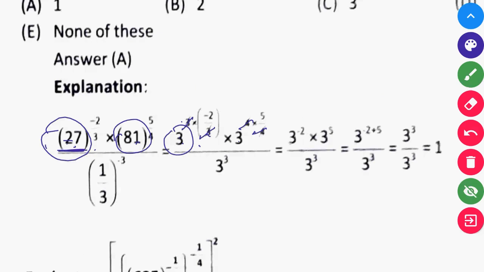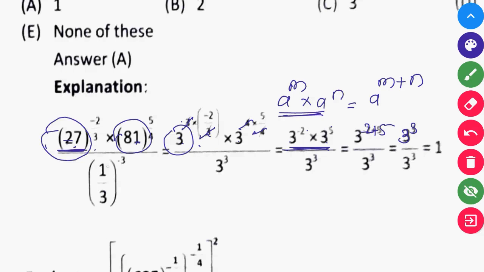So our numerator is simplified as 3 raised to minus 2 multiplied by 3 raised to 5. It is like a raised to m multiplied by a raised to n. And we know the formula: if the base is common, we just add their powers. So, we say a raised to m plus n. So, 3 raised to minus 2 plus 5. So, the numerator becomes 3 raised to 3. Up to this, I think you understood.